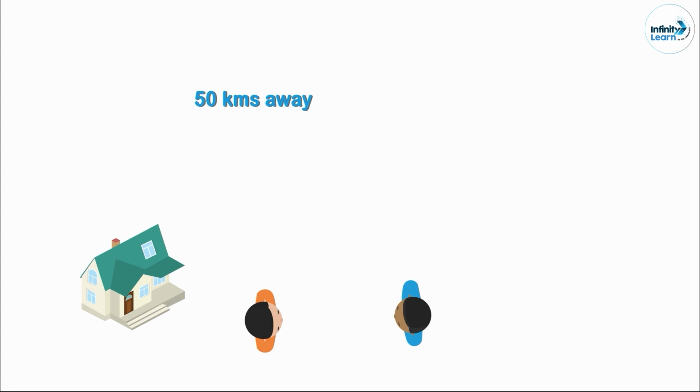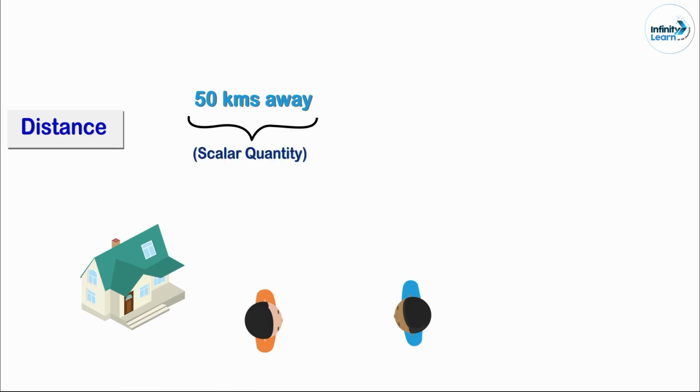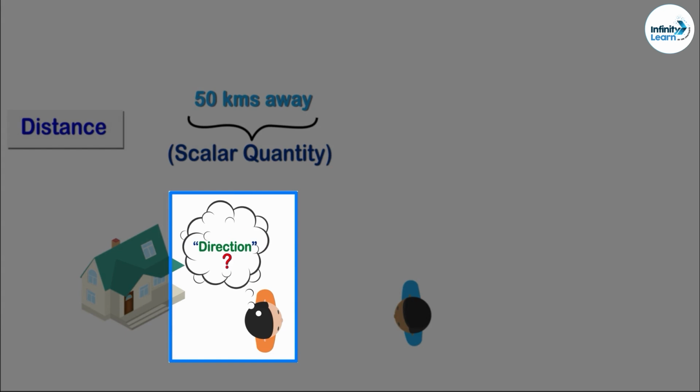It is hard to know where exactly it is. You are only provided the distance, which is one-dimensional information. One-dimensional information like this is called a scalar quantity. Your question to him would be, which direction from home?